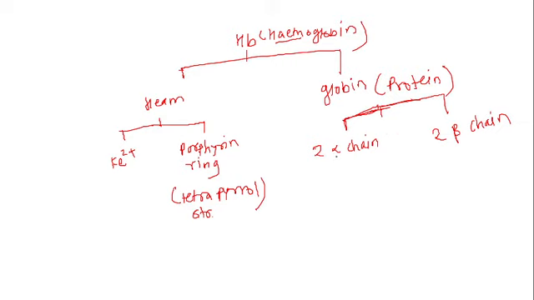Here, one chain contains 141 amino acids. Since there are two alpha chains, that is 141 into 2, which is equal to 282. That means the two alpha chains contain 282 amino acids.